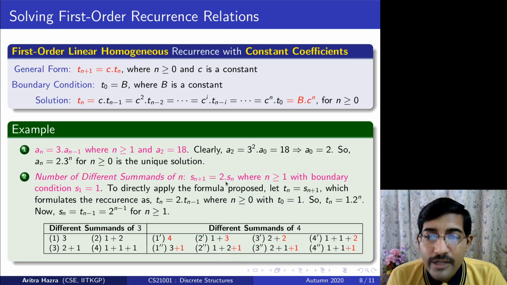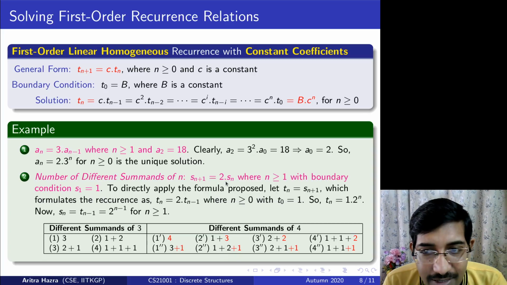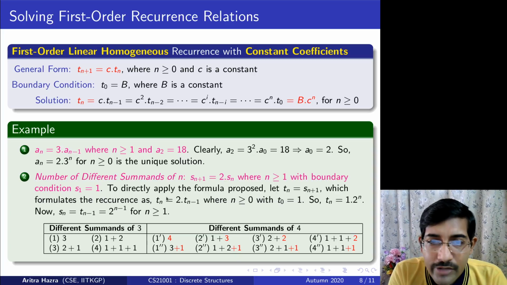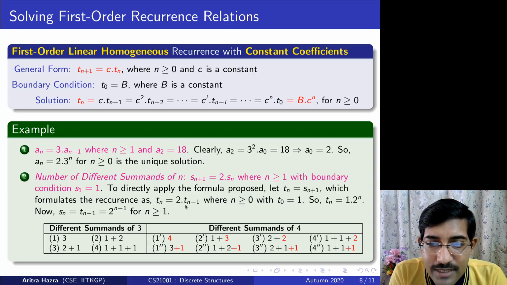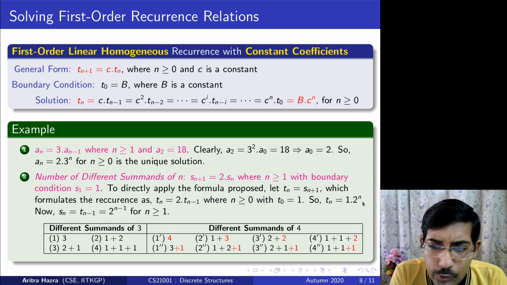Sn plus 1 equal to 2 into Sn, with n greater than 1 boundary, and you know the summands of 1 is just 1, it can be expressed in only one way, that is 1. To directly apply the formula, you have to say that I have Sn plus 1 equal to 2 Sn. So let us assume that Tn equal to Sn plus 1, which formulates that Tn equal to 2 Tn minus 1, and then you solve it by T0 equal to 1, and it gives you Tn equal to 1 into 2 to the power n.